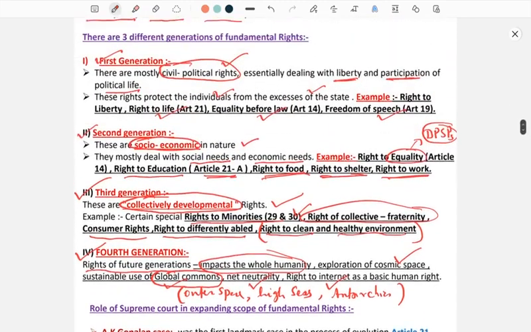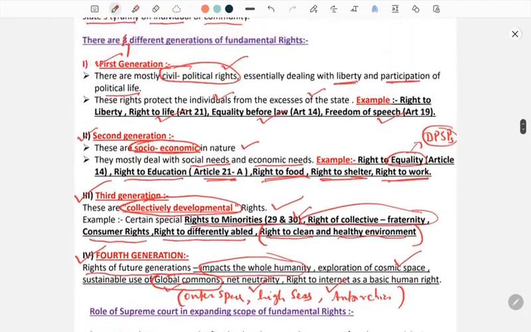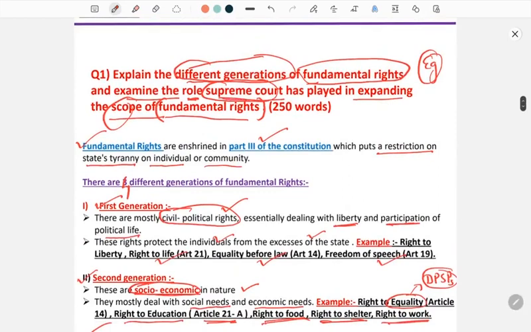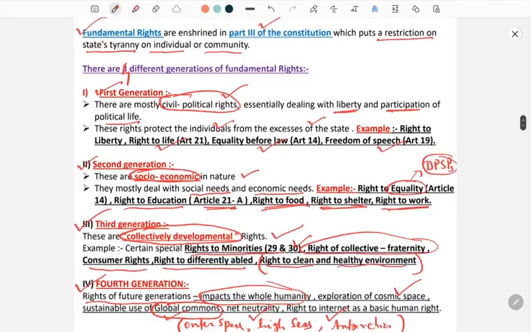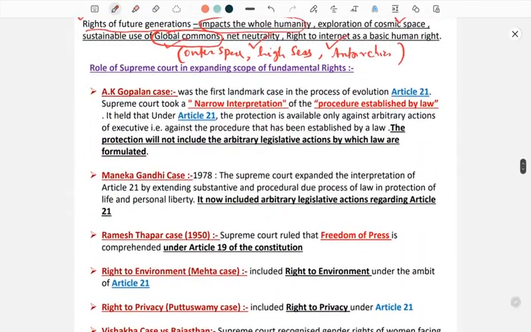So here we have mentioned the 4 generations of fundamental rights. Now coming to what is the role Supreme Court has played in expanding the scope of fundamental rights. So here we need to write the evolution or some important judgments. There are a lot of judgments dealing with the expansion of the fundamental rights, but since it's a 250 word question, we need to give some famous examples.